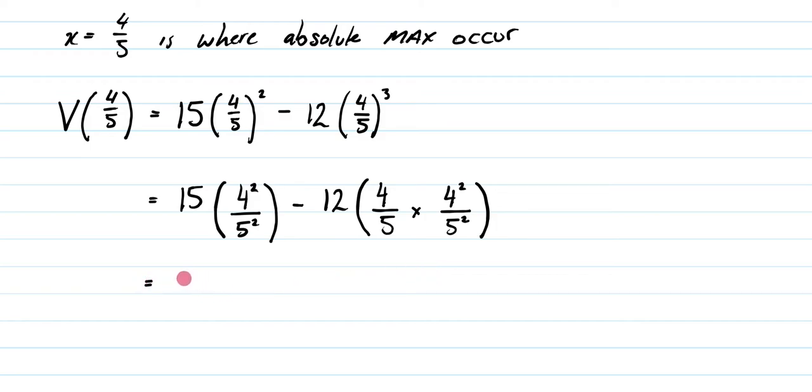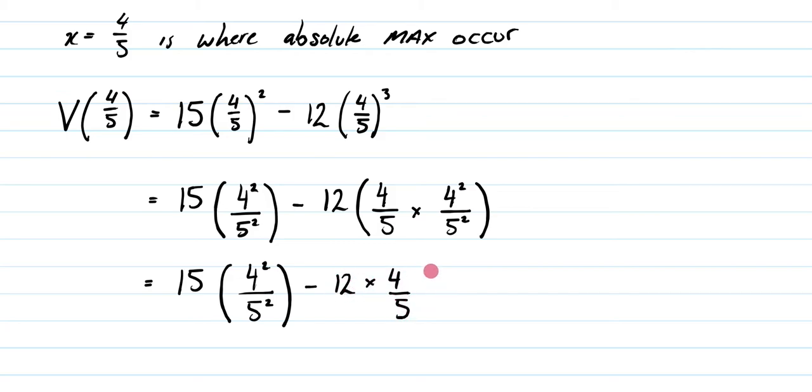So now I'm going to keep on going. This stays the same over here. It stays as 4 squared over 5 squared. I'm just copying that out. But now, because multiplication is commutative, I can say, well, you know what? I'm going to go 12 times 4 over 5, and then I'm going to leave this by itself over here. The reason why is now I have 4 squared over 5 squared, and over here I have 4 squared over 5 squared.